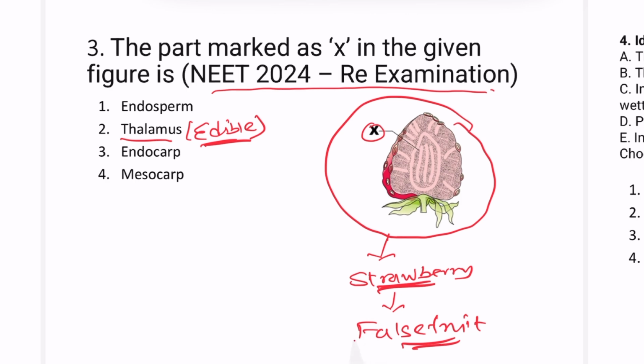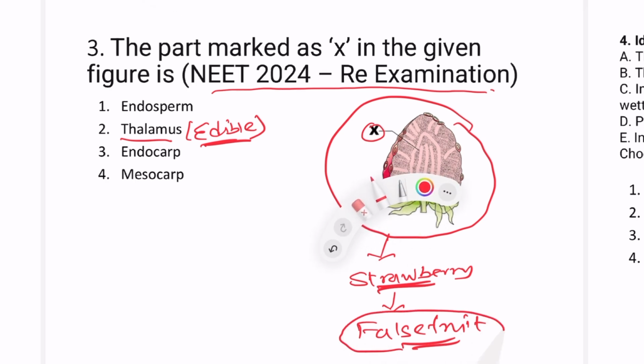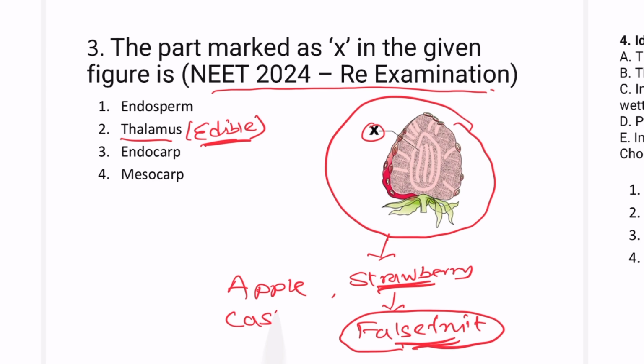And the type of fruit in strawberry, for this reason it is called a false fruit. Other than strawberry, we see the false fruit in case of apple and cashew. The next question.